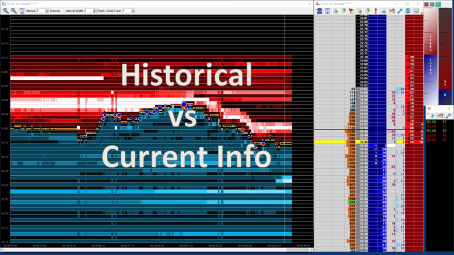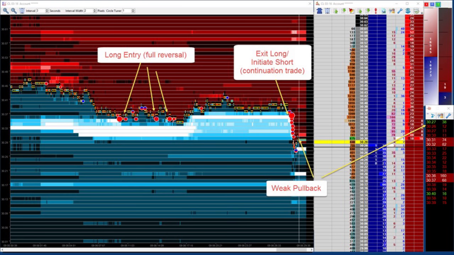And we should also think about this in another way too: historical versus current information. Because this isn't just about which view is best for reading order flow, it's also about which view is best at which time. Now, I know this is probably a bit blurry, but we'll stick with it because this is the lower bandwidth option for the webinar.